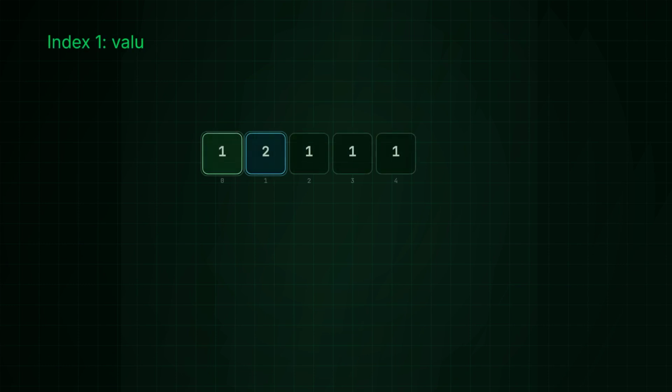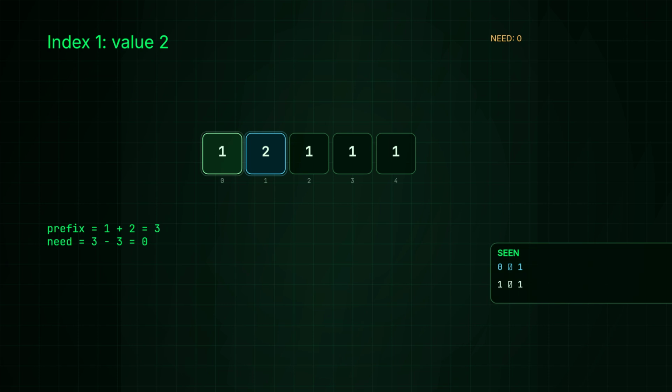At index 1, the current value is 2. The running prefix before reading it is 1. Add 2, so the current prefix becomes 3. A target sum subarray ending here needs an earlier prefix of 3 minus 3, which is 0. Look only in the map of earlier prefixes. Prefix 0 has appeared 1 time. That 1 occurrence creates one valid subarray ending here, covering 0-1. Update the answer from 0 to 1. Then store current prefix 3 for future indices.